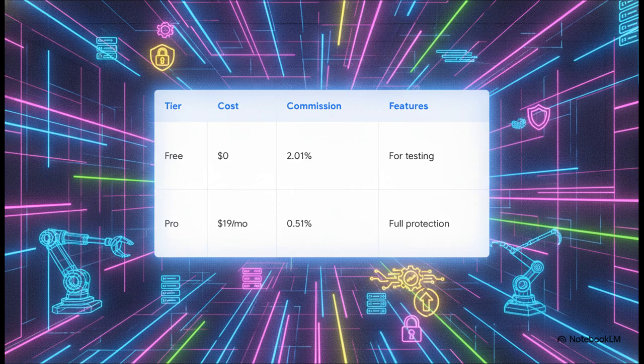You can start entirely risk-free on the free tier just to test the waters. Or honestly, you should immediately upgrade to the Pro tier for just $19 a month. That unlocks full protections, custom domains, advanced analytics, and this is huge, it drops your commission fees down to a tiny 0.51%. Think about it. Blocking just one single runaway loop pays for that Pro tier 100 times over.